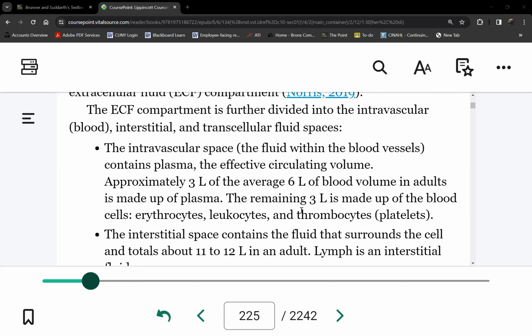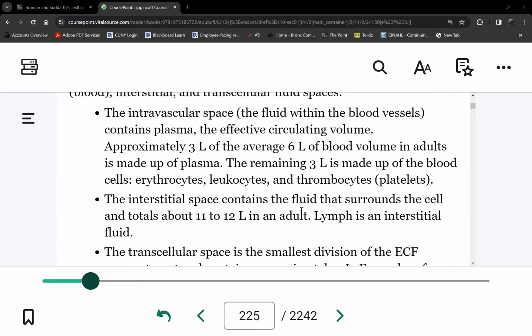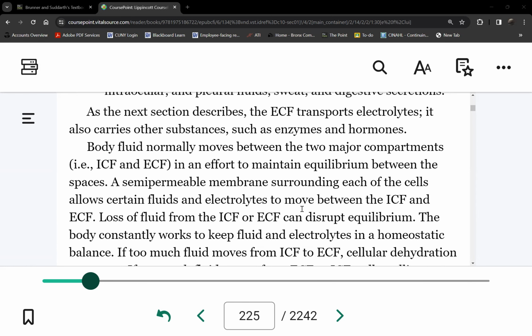So I already mentioned this. These are the average distribution of fluid throughout those three, or technically two, compartments in the body.